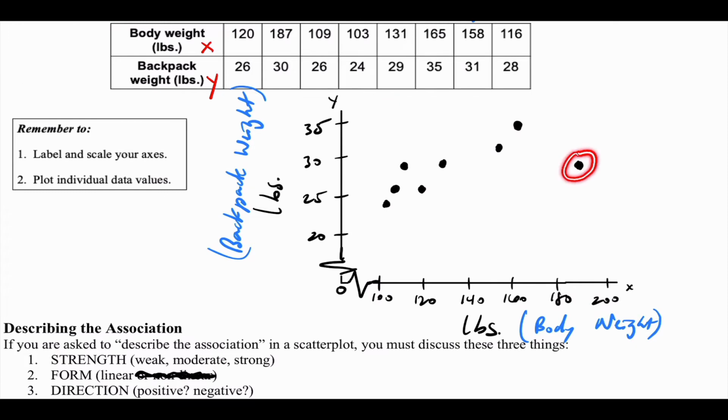Is this person an outlier? I would say no, because it's not that much less. Their backpack doesn't weigh that much less. I would expect them to be a little bit higher, but I wouldn't consider them an outlier. Do they stick out a little bit? Yeah, but I wouldn't really consider them an outlier.